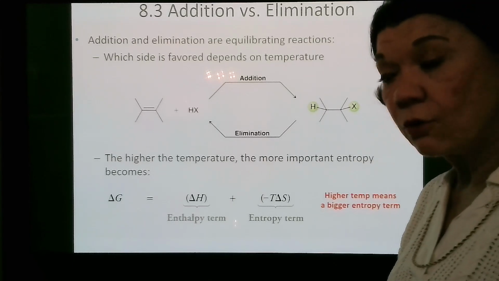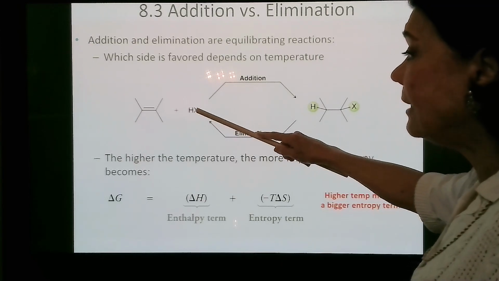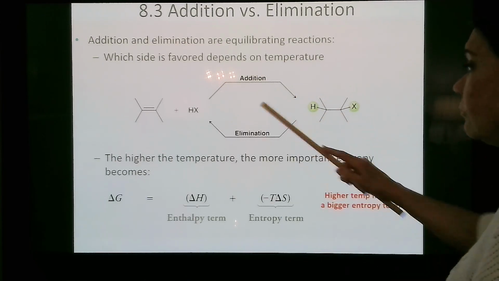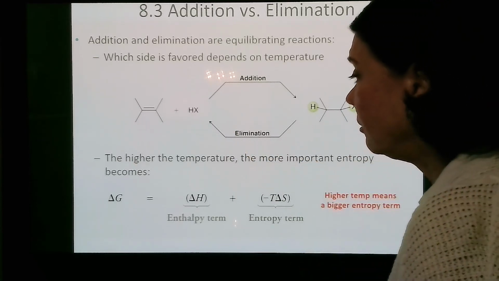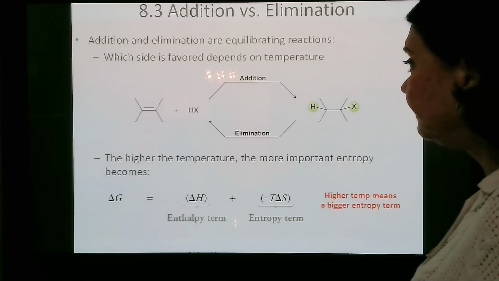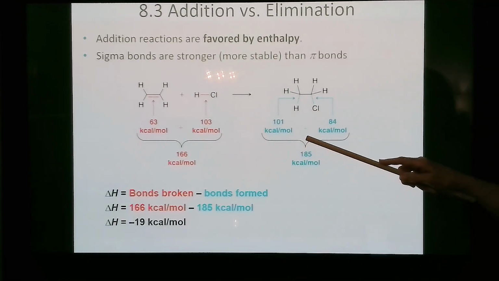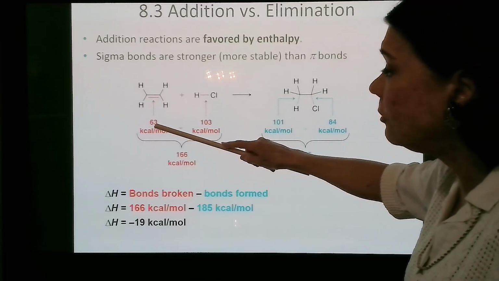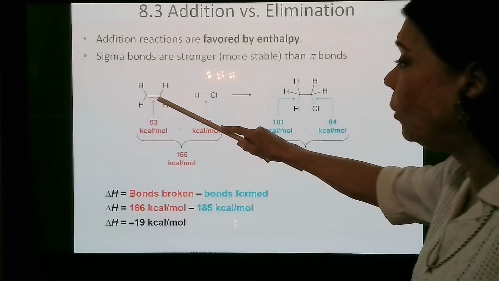You can also favor the forward or reverse direction by adding additional HX. If you add additional HX, you can drive the reaction in the forward direction. If you remove HX, you can actually drive the reaction in the reverse direction if it is a reversible reaction. And so this more or less just gives you the actual numbers of what I already stated. So a pi bond is a relatively weak bond. You can see it's 63 here. This is 103, 101, 84. So you can see this is the weakest bond.